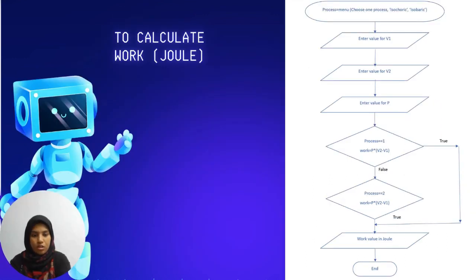In this program we are using switch case program. There are two options, which is isochoric and isobaric. We must enter the value for V1, V2, and P. V1 and V2 must be in unit meter cubic and P must be in unit Pascal. If it is for isochoric, we can proceed with process equal to 1 and work will be calculated. Or if it is for isobaric, we can proceed with process equal to 2 and the work can be calculated too. The work value will be shown as the output.